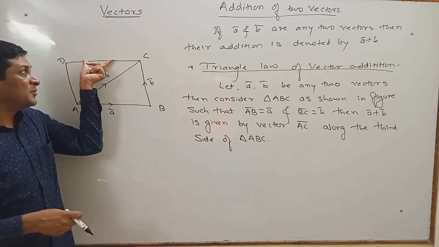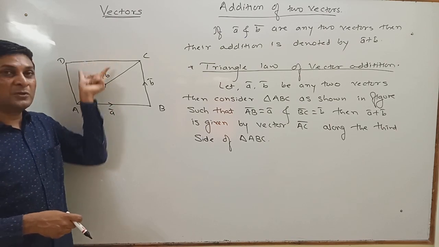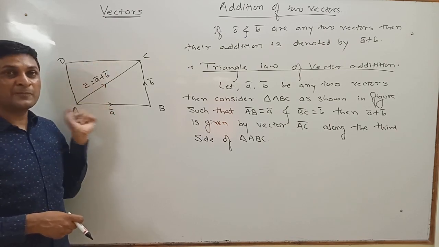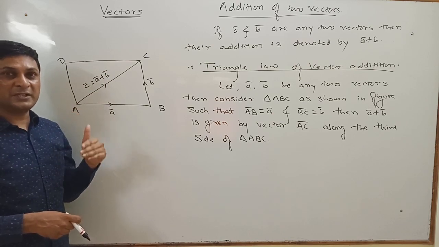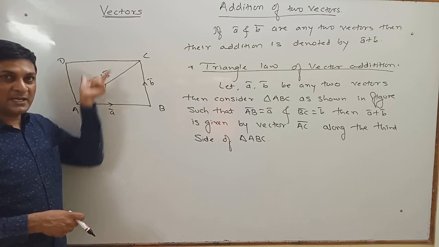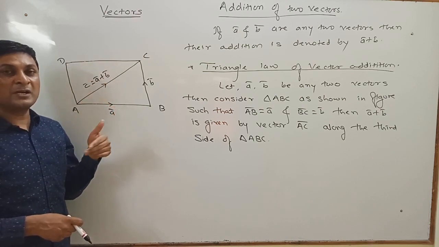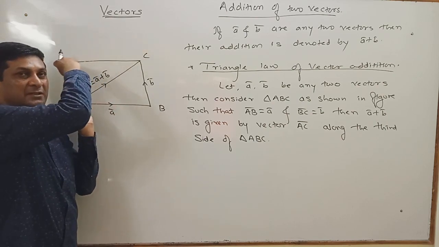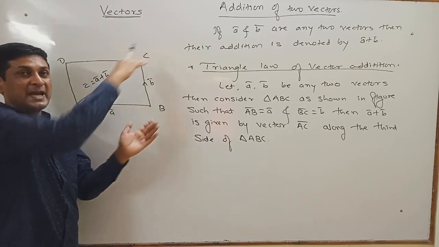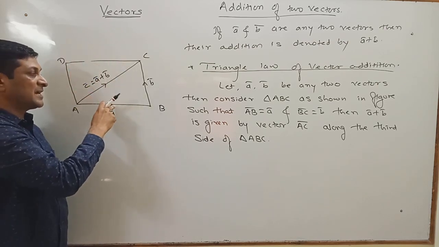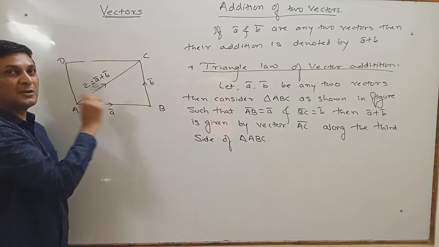Now these are the opposite sides of a parallelogram, and we know that the property of a parallelogram says that opposite sides are equal. Opposite sides are equal means, in terms of vectors, that magnitudes are equal. Lengths are equal means magnitudes are equal. Now let us discuss direction. Since they are parallel to each other, opposite sides are parallel. That's why we can say that directions are also the same. Means magnitudes are equal and directions are the same. That's why we can say that these two vectors are equal vectors.